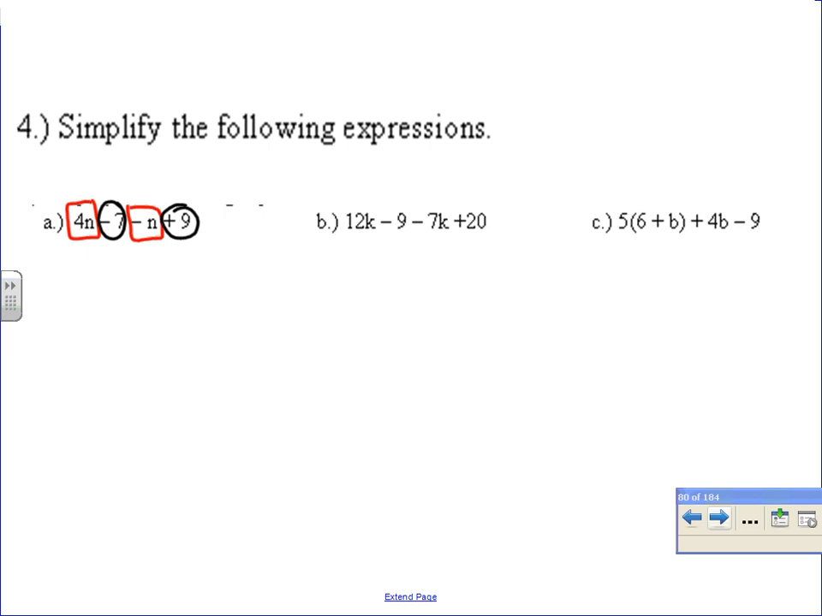Okay, so when we combine, what's 4n minus n? 4n minus n. Zach, 4n minus n. What's really in front of the minus n? What's the coefficient next to n? Coefficient is a number. Nope. Adam? What number is right here? 1. 3n. That's tricky. So 4n minus n is the same thing as 4n minus 1n.